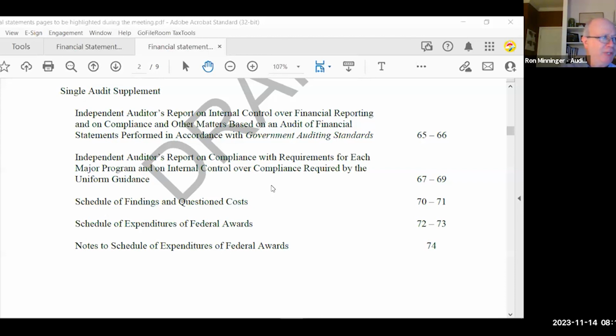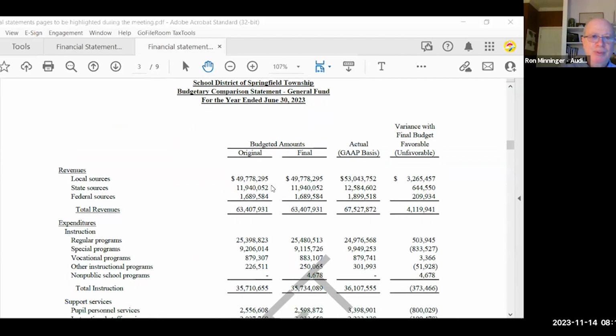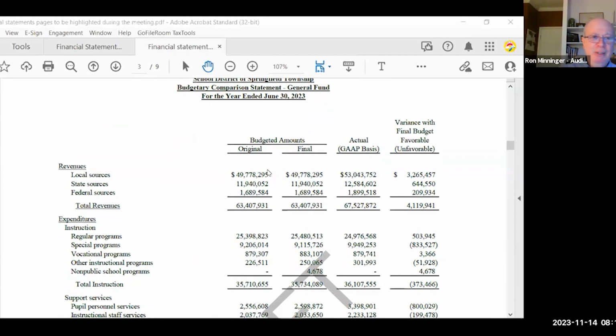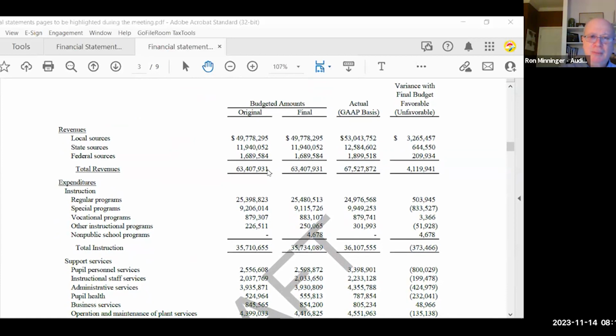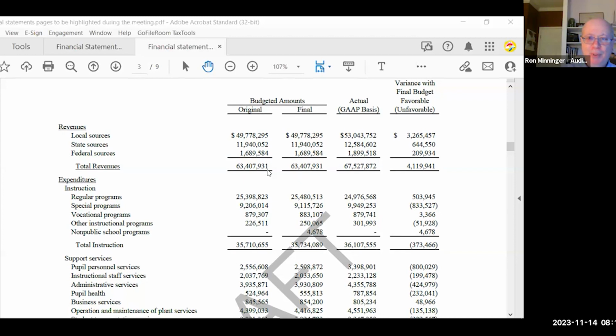Let's dive into the financial statements themselves. We'll start with the budgetary comparison statement, and that is on page 23. But we can follow along here in order of presentation. You can see that we have columns for the original budget, the final budget, which includes budget transfers, moving numbers around. We have the actual, that's on a GAAP basis, that's generally accepted accounting principles. And then we have the favorable or unfavorable variance.